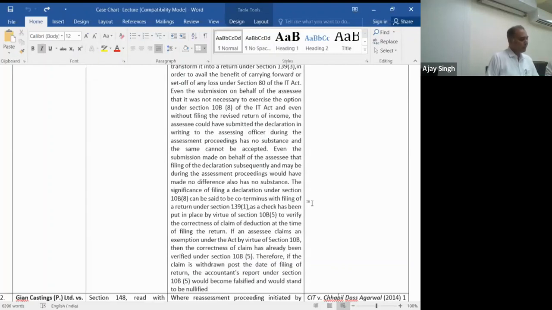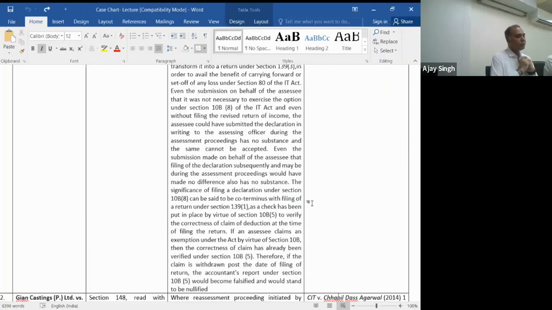But this particular judgment will come in the way, because the basic observation in this judgment is that the revised return can neither substitute the original return nor convert the original return into a belated return, which will have a lot of effect.